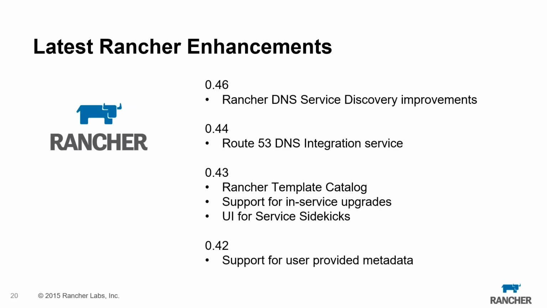So we'd had Sidekicks support for a while in the API or in the CLI. We just hadn't put them into the UI. So 43 was kind of a big implementation. In 44, we rolled out that Route 53 DNS integration. In 46, we made a change to the DNS service to make it global.